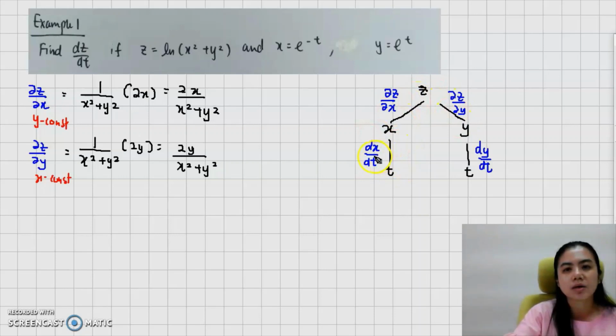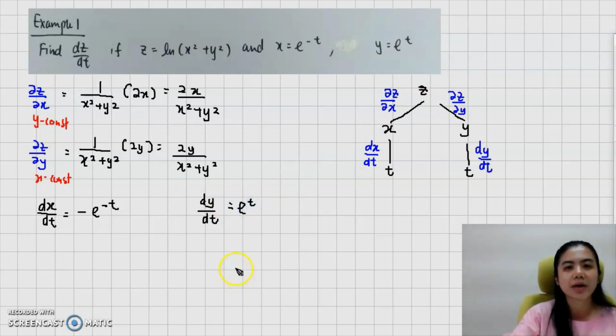Let's go down here. You need to find dx dt. Look at the x, and differentiate this with respect to t. This gives you minus e to the minus t. Then we need to find dy dt. Look at the y, differentiate with respect to t.